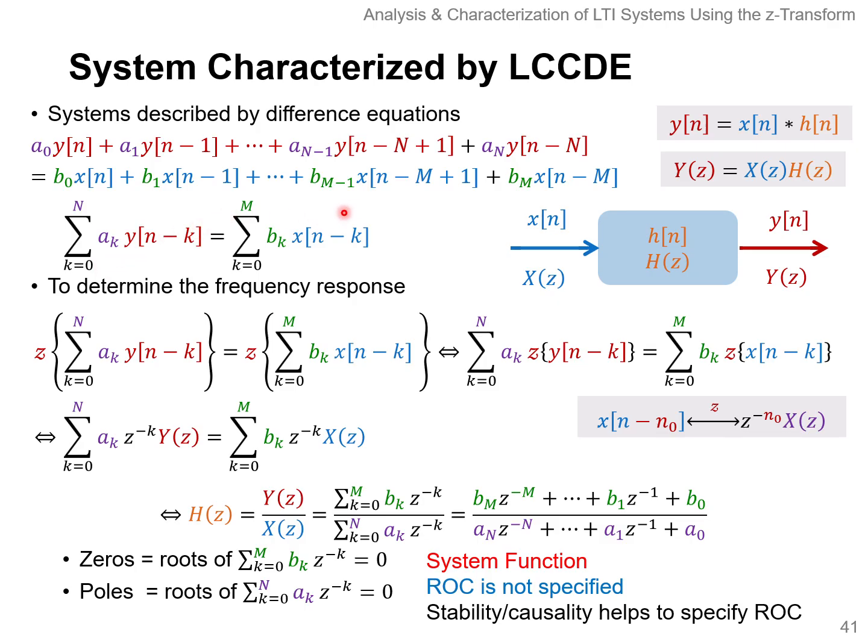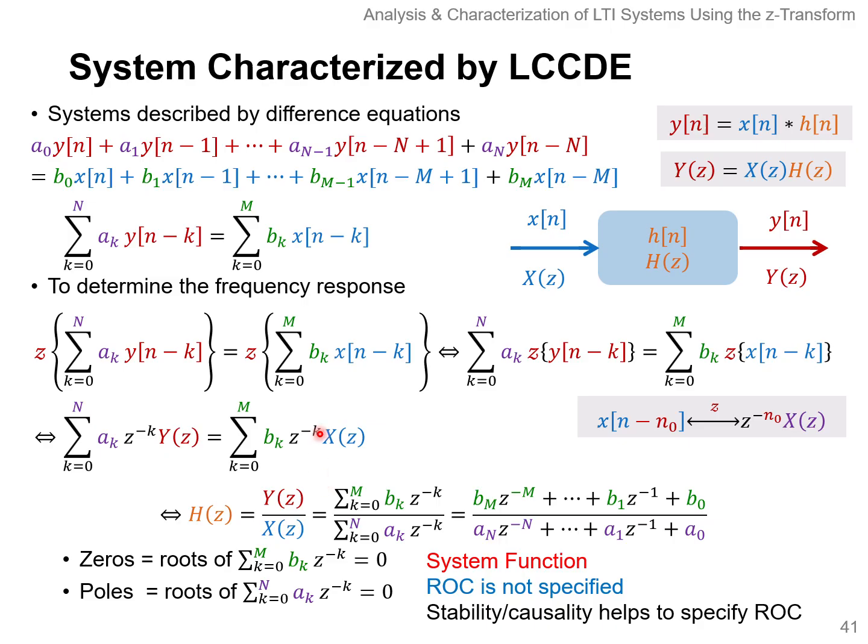The right side has a delayed version of the input, also with coefficients bk. This form shows how the current output depends on past output and past input. To study the system, we take the Z transform. Each time shift becomes a power of Z inverse. This turns the difference equation into an equation in the Z transform.